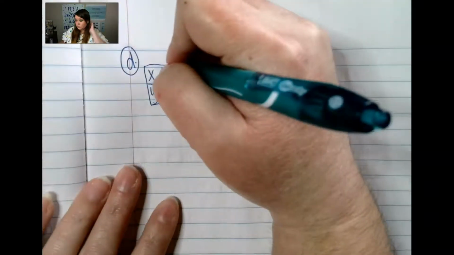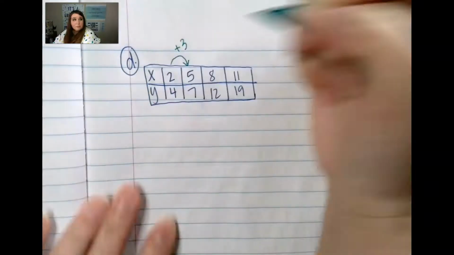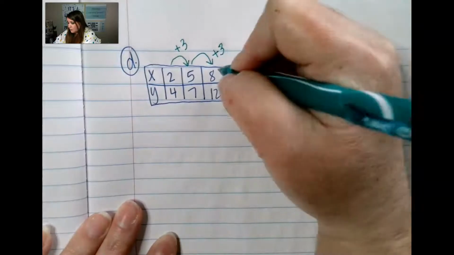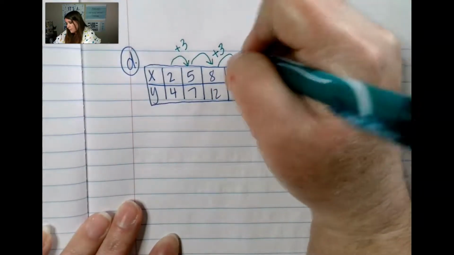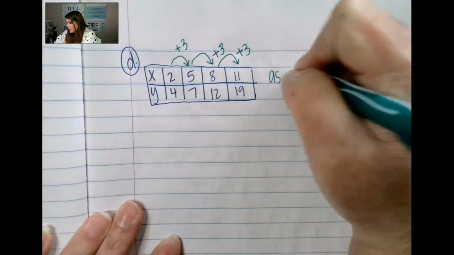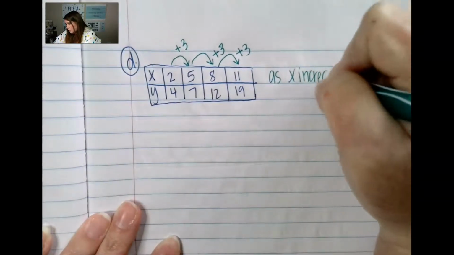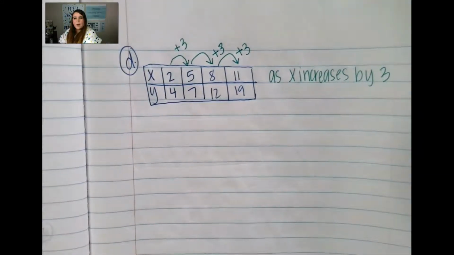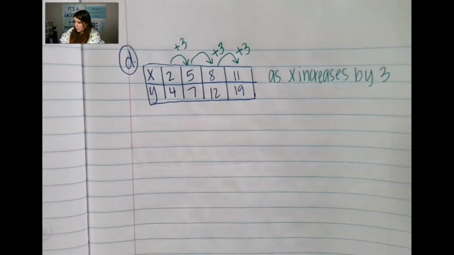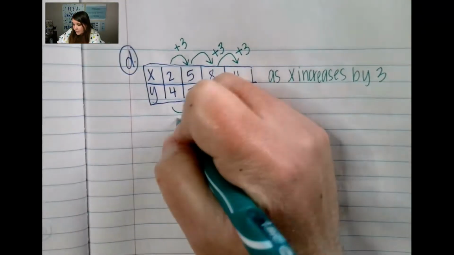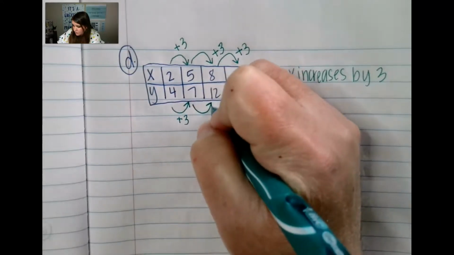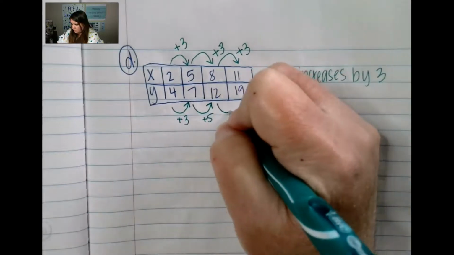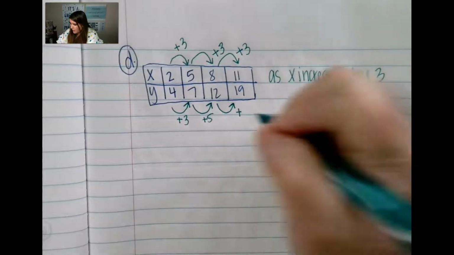All right, so 2 to 5, that is adding 3. And 5 to 8, that is also adding 3. 8 to 11, that's adding 3. So as x increases by 3, what is happening to the y? The y value, let's take a look. 4 to 7, that's adding 3. 7 to 12, that's adding 5. 12 to 19, that adds 7.